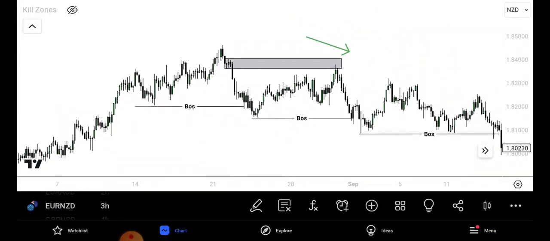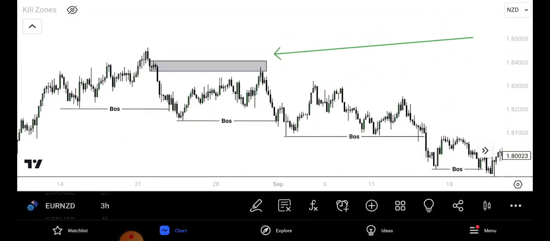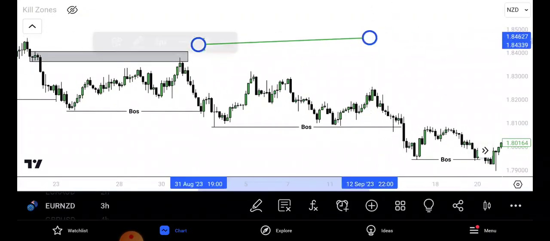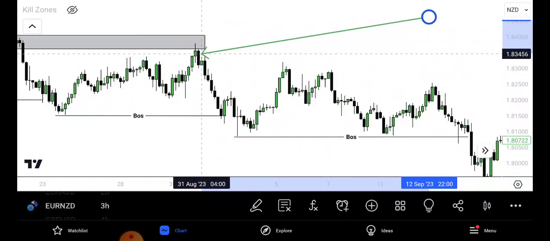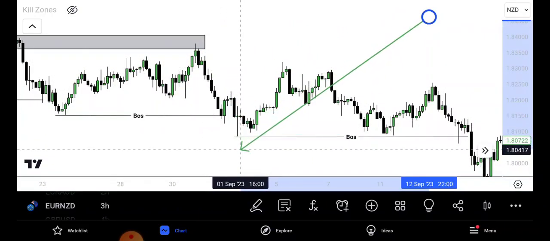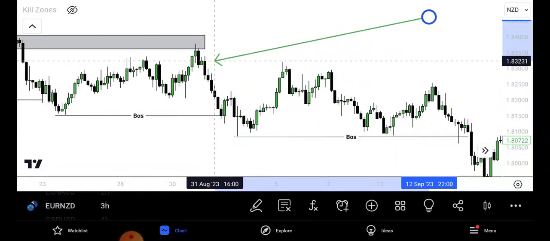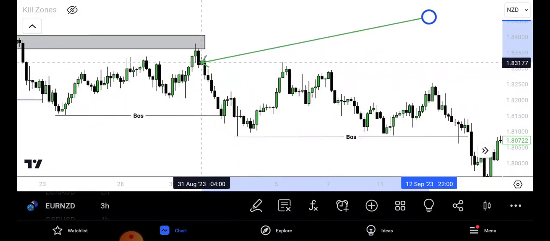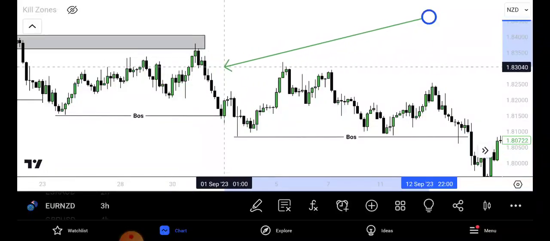So now when the market broke this second structure here, when the market pushed downward with so much pressure and broke this second structure, we left behind imbalance around this zone here, and we also left behind an order block. So that is the order block at that zone there.